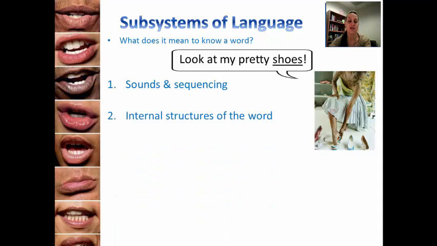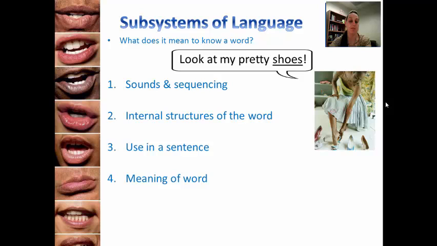She also knows the internal structures of the words, right? Notice how shoes has an S at the end instead of shoe, right? Shoes. She also knows how to use each of these words in the sentence. And they are organized in a particular way. So notice how pretty comes before shoes.